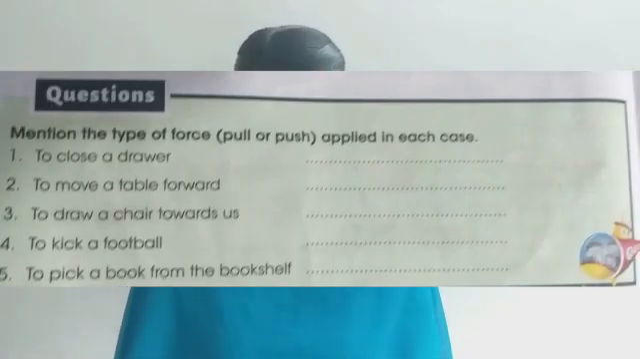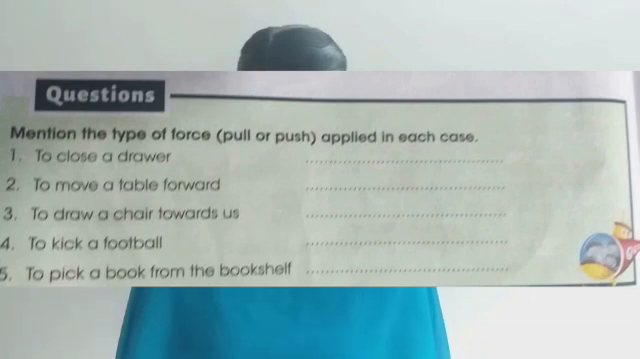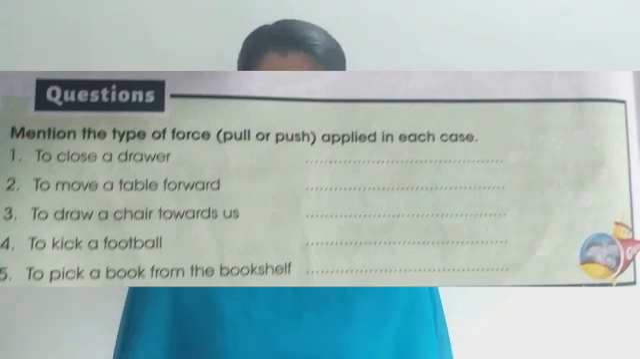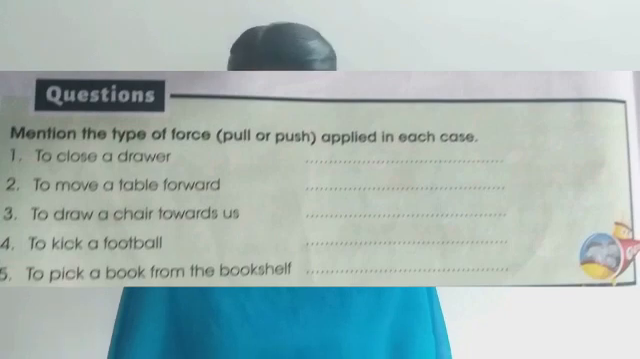And the next one is page number 132. There is one question box given. So all of you look at that question box. Mention the type of force, in the bracket, pull or push, applied in each case. The first one, to close a drawer. In that case, which force is acting there? Yes, to close a drawer means pushing, no? Then the second one, to move a table forward, here also pushing.